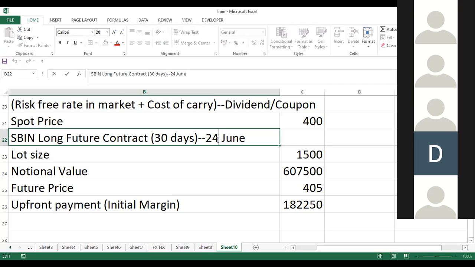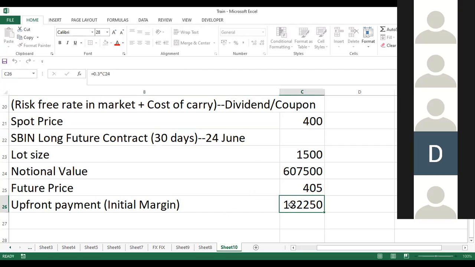But if you talk about stocks, they have only one monthly, then 60 days, and then 90 days, these three month contracts that we have got. So that is how it is for stocks. For stocks we don't have a weekly one. So, just moving on.